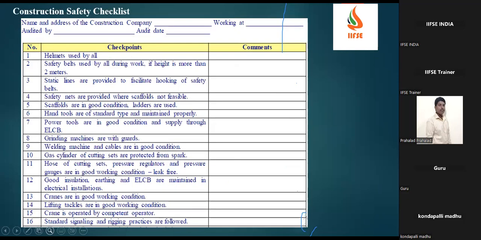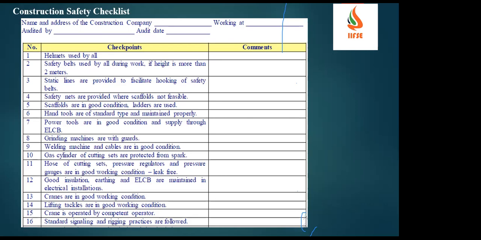Somewhere we started this. Okay, today we'll discuss the construction safety checklist. These are the minimum checkpoints a safety officer needs to ensure the people or the work site are meeting the safety requirements. In any industry you can use a general checklist. We can write the construction company name, working at, audited by, and audit date. Here the first point is helmets.